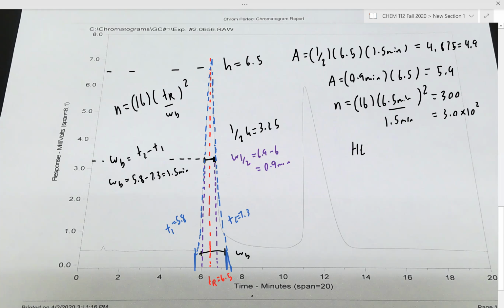If we wanted to calculate the height equivalent theoretical plates, we'll take the length in centimeters over the number of theoretical plates. So I'm going to leave to you the conversion from our 8-foot column into centimeters to calculate the height equivalent theoretical plates. Do these calculations make sense to everyone?